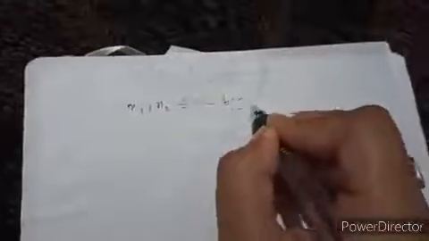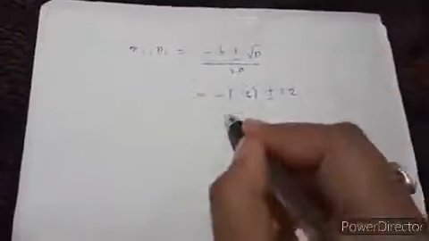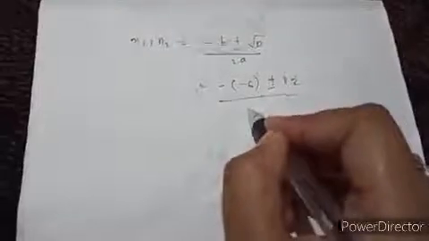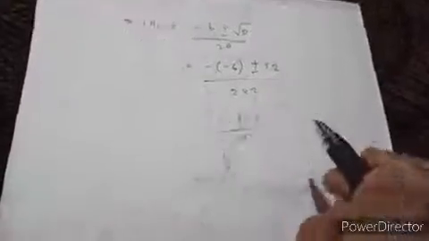So we can find these real roots. Okay, we will do the same quadratic method, minus b plus minus root d divided by twice a. So minus of minus 6 plus minus root 12 divided by 2 into 2, that is 6 plus minus root 12 by 4.